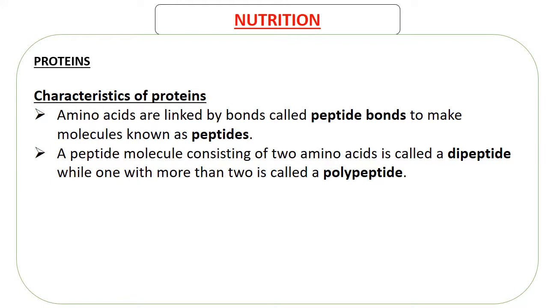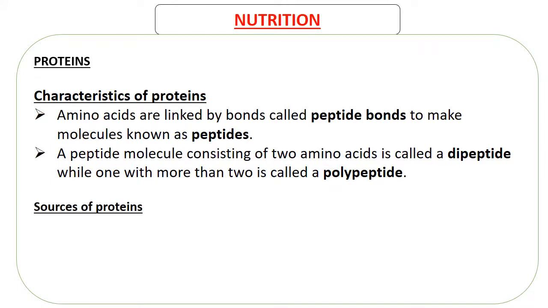Then there are polypeptides, which are made from more than two amino acids. Poly means many. So a peptide molecule consisting of two amino acids is called a dipeptide. Di means two, to remember, whereas one with more than two is called a polypeptide. Poly means more than two.